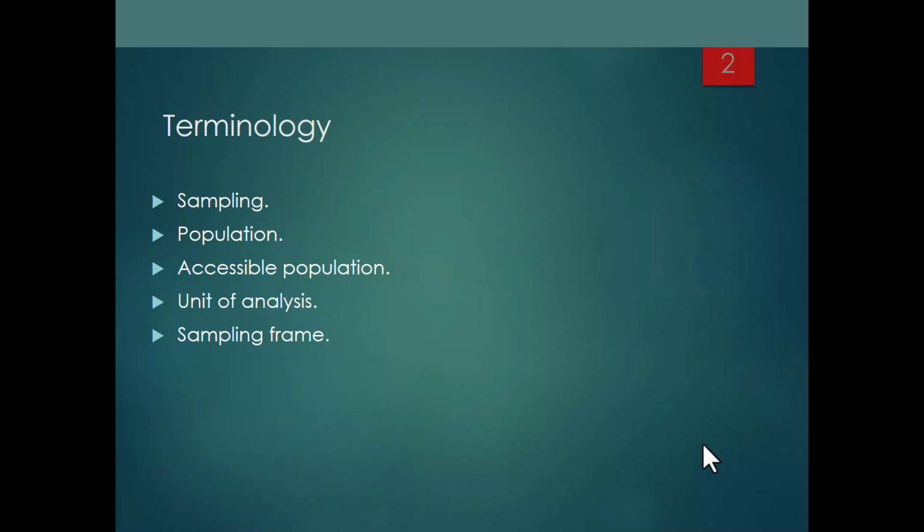The accessible population is one which the researcher can potentially access either because the agency works with them or due to geographical proximity. So basically meaning that the researcher can access the population. Unit of analysis is what is being compared: individuals, families, communities, or nations. So what are you comparing?